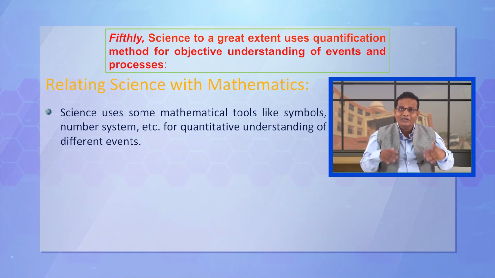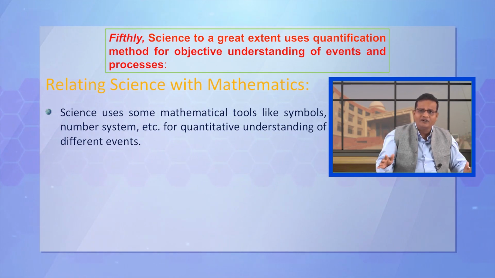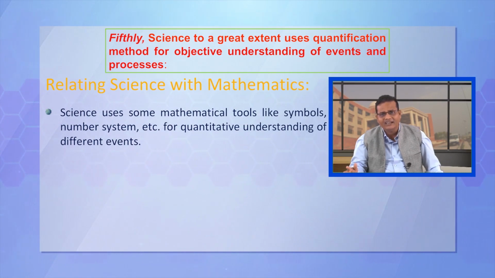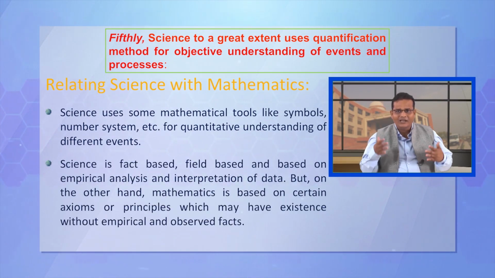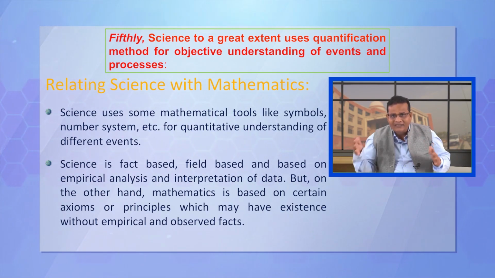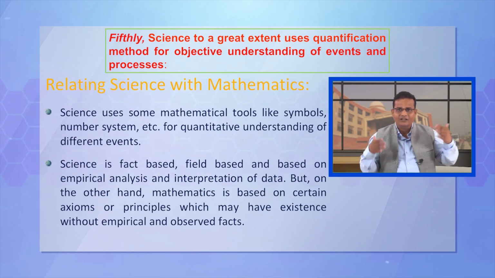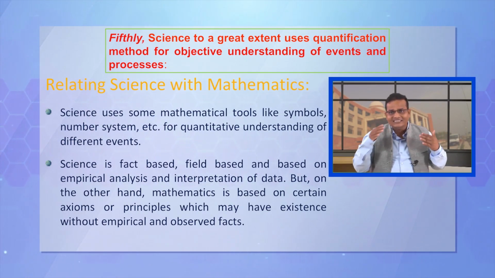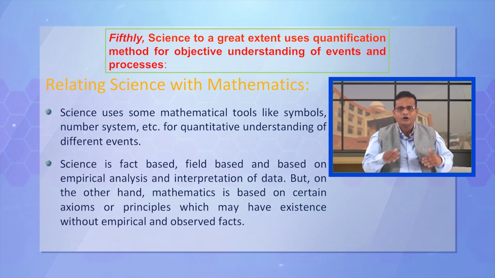But there is a difference between the science way of understanding and interpretation of knowledge and the mathematical way of understanding and interpretation of knowledge. Science is fact based, field based, and based on empirical analysis and interpretation of data. But on the other hand, mathematics is based on certain axioms or principles which may have existence without empirical and observed facts. These are some of the basic principles of science.